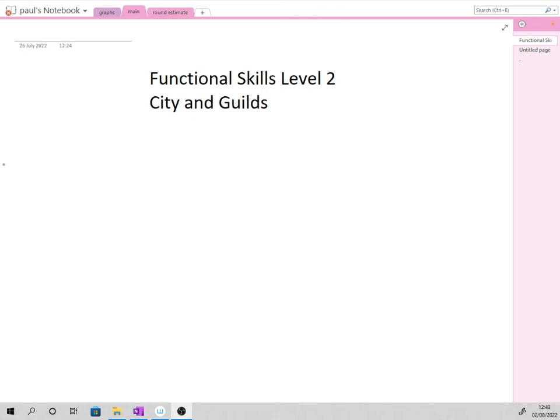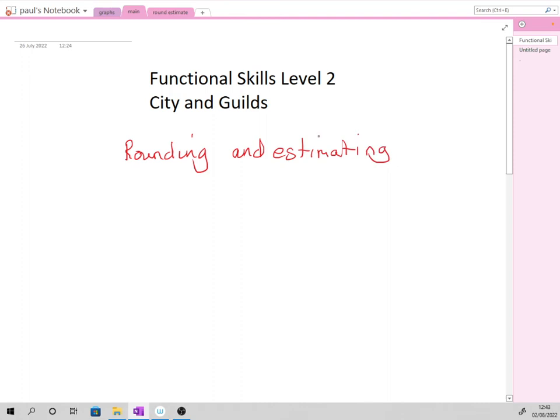Hello, right, this one. This is a lesson on rounding and estimating. I suppose I could have typed that in, estimating, beforehand. Save time. Anyway, it doesn't matter. Rounding and estimating. Two different things.